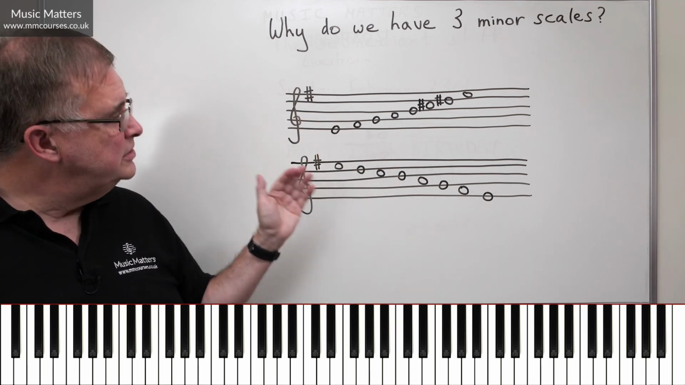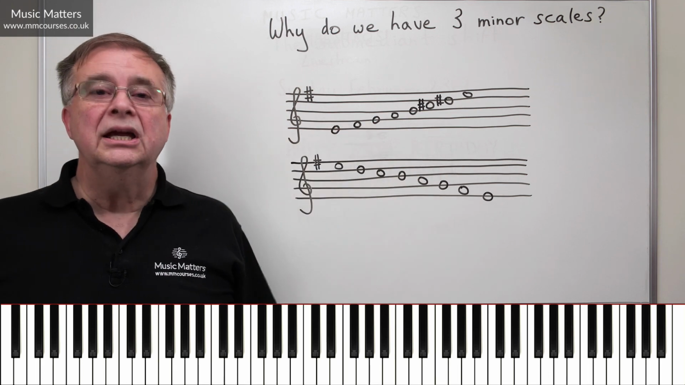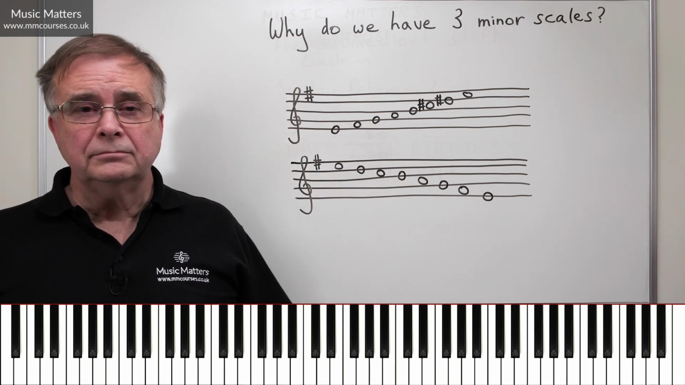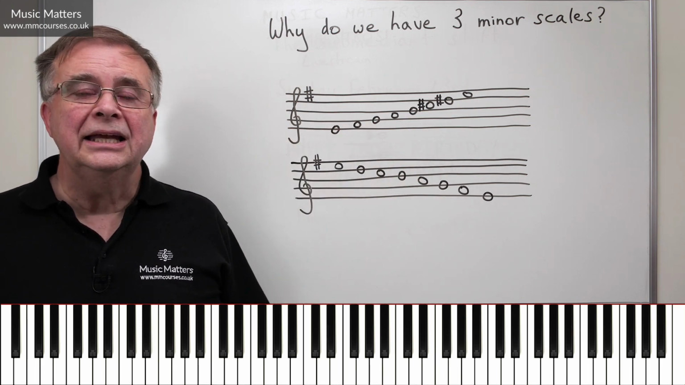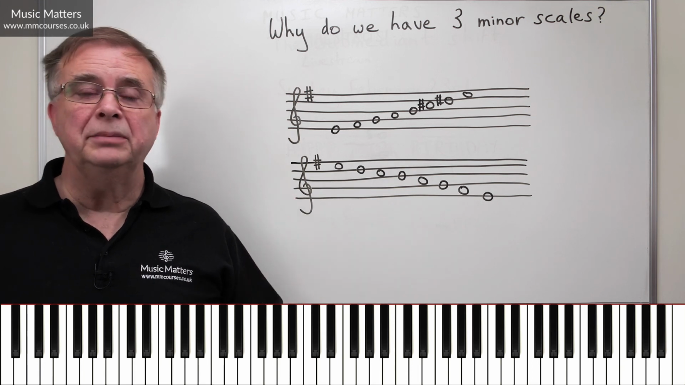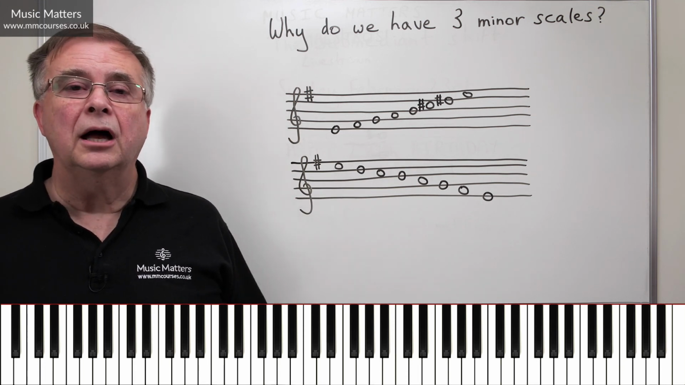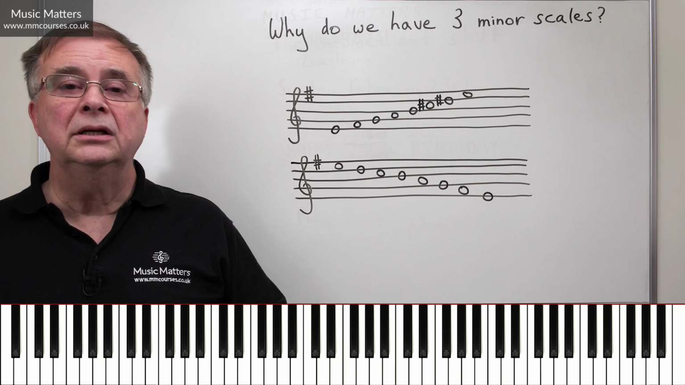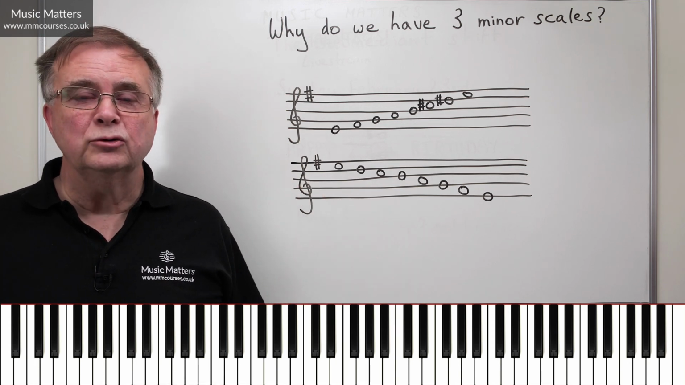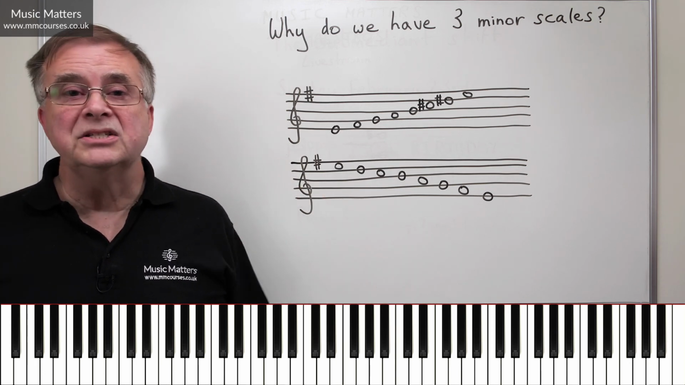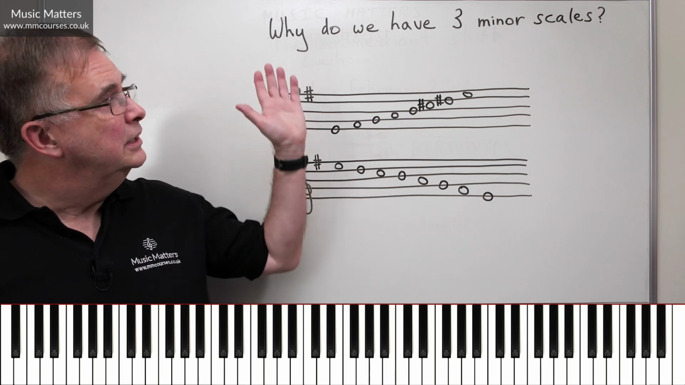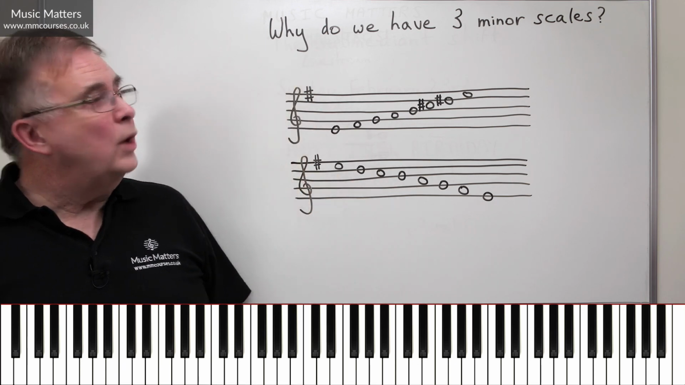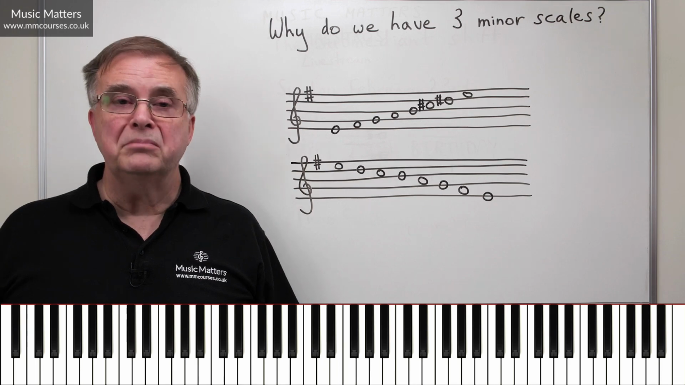But there's also plenty of music that's written using the natural minor. And increasingly in instrumental exams, people are being given a choice of using the harmonic or the melodic minor, or using the natural minor. So I hope that brings a little clarity to this particular question: why do we have 3 minor scales?